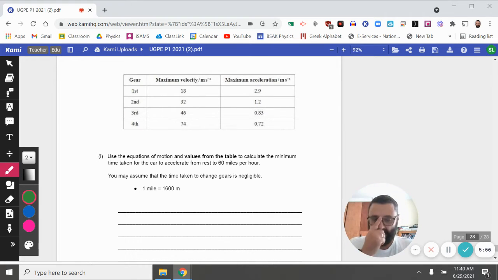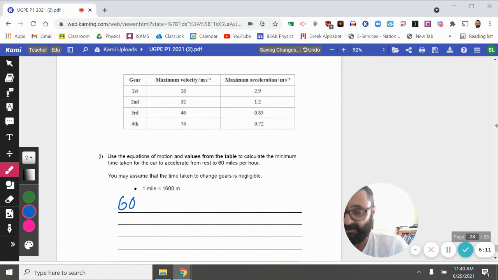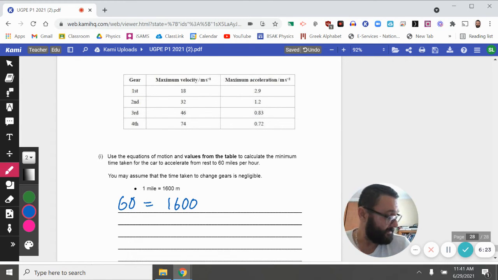Now, it gives it in miles per hour. We have to convert, because some people still use miles. Right, okay. 1 mile is 1,600 meters. So, little cheeky conversion first. 60 miles per hour equals, okay, what, 1,600. Now it's per hour, okay. It's per hour. So we need to divide.